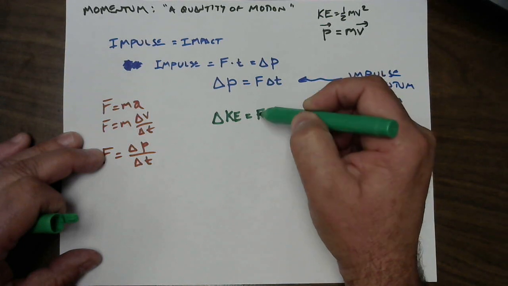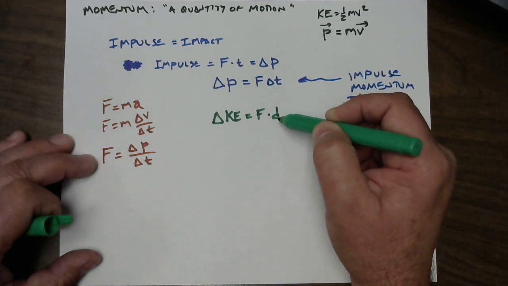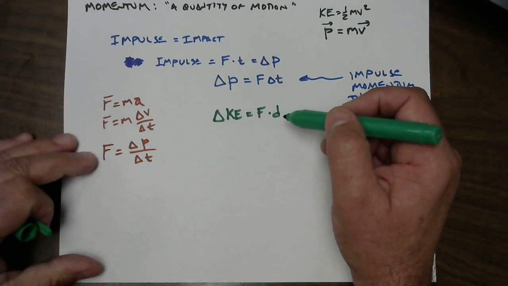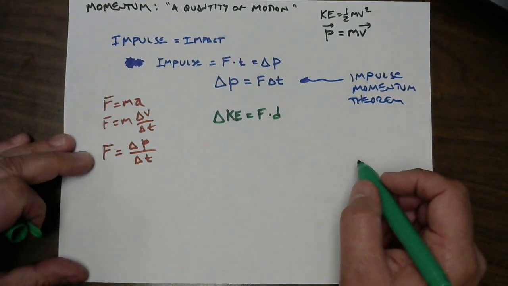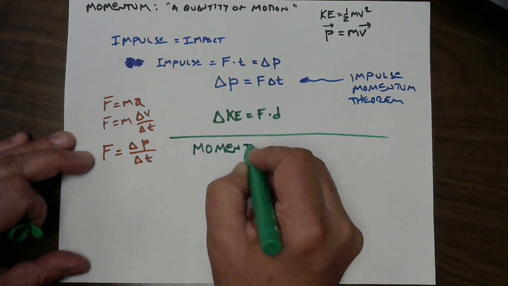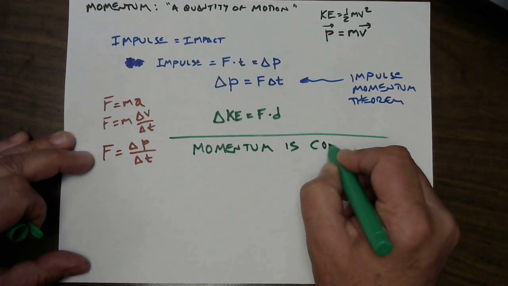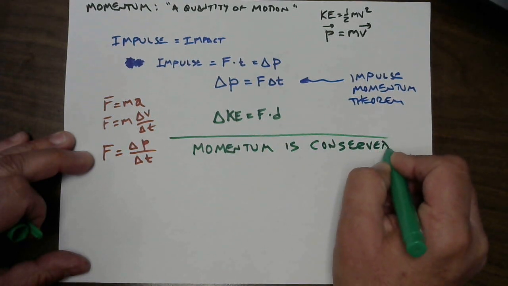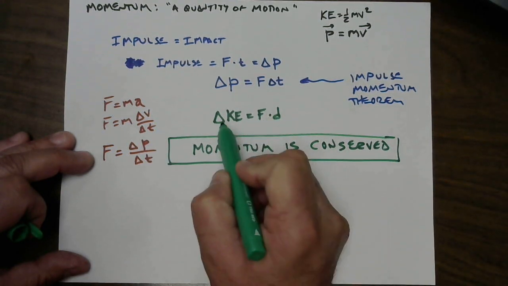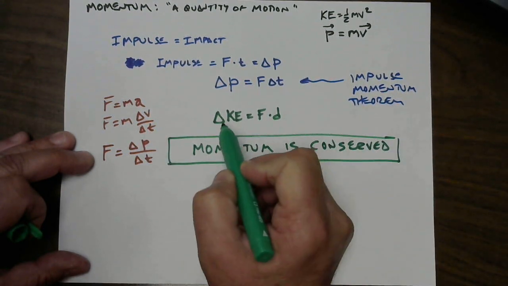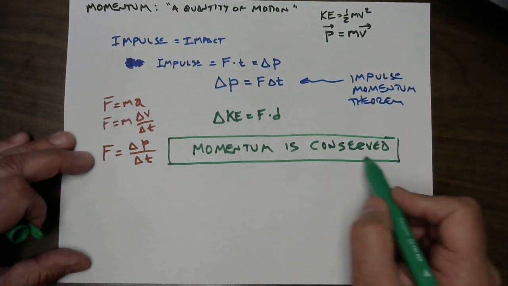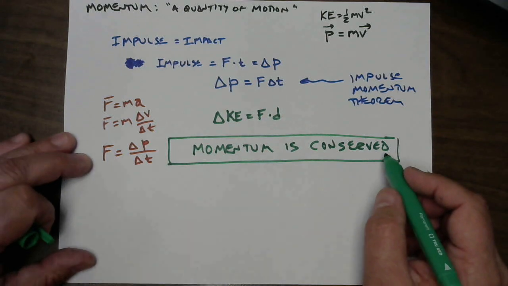And these are both forces. One's acting for a certain amount of time and one's acting over a certain distance. And this is really a symbiotic relationship. And the point is that both momentum and energy have to be conserved. That is to say that if there isn't a force, then the change in kinetic energy is zero. That means kinetic energy stays the same. If there isn't a force, then momentum will stay the same. So momentum is conserved in the same way that kinetic energy can be conserved.